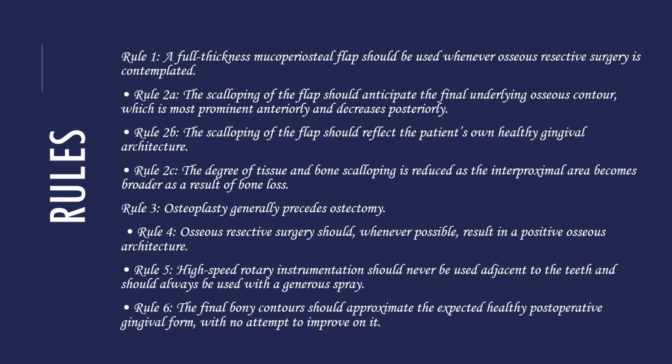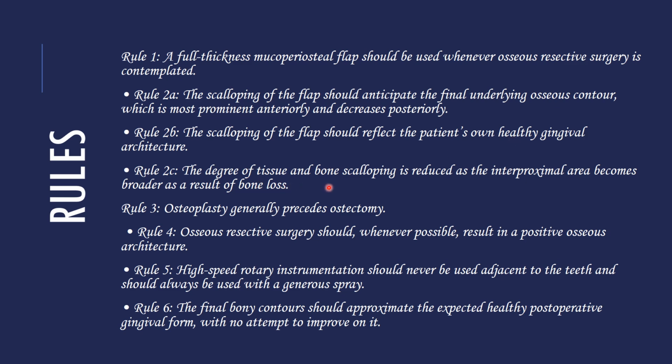So these are some of the rules to be followed when you are doing resective osseous surgery. You can just go through it. It's not there to learn by heart or anything. A full thickness mucoperiosteal flap should be used whenever osseous resective surgery is contemplated. The scalloping of the flap should anticipate the final underlying osseous contour, which is the most prominent anteriorly and will be decreasing posteriorly. The scalloping of the flap should reflect the patient's own healthy gingival architecture.